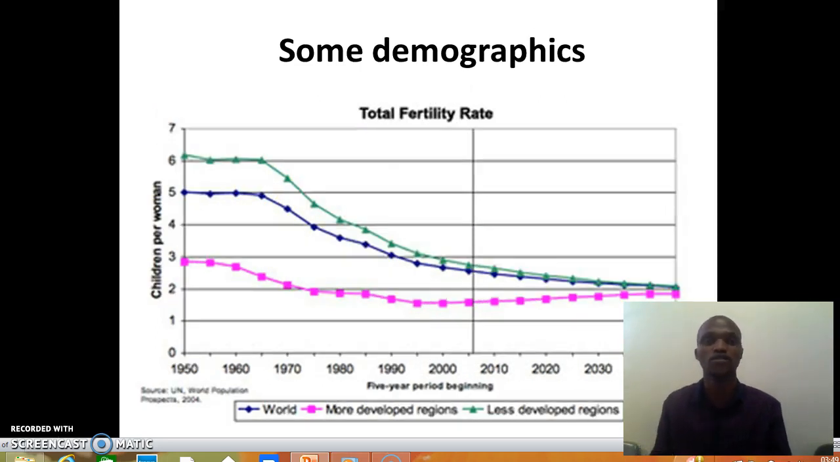Here we have also shown the total fertility rate in the world, and also in more developed regions and less developed regions. Even here again, that of more developed regions is also going down, and they have fewer children as compared to less developed regions, but all these lines are actually all decreasing.